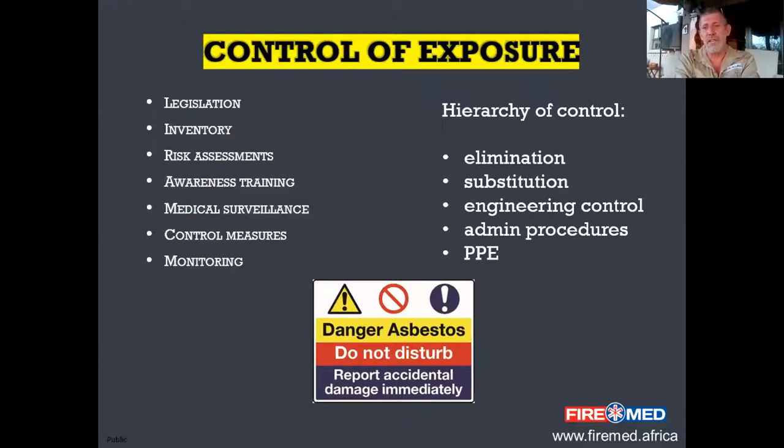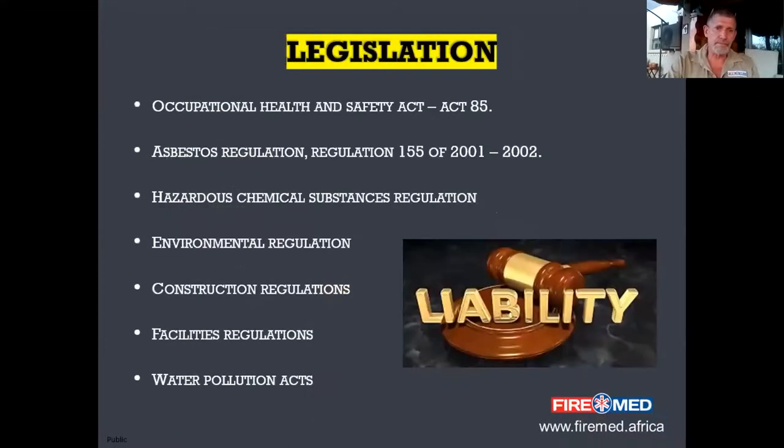And then, of course, the administrative procedures. If there was any asbestos in the workplace, or if you exposed anybody to asbestos, you had to issue them with the appropriate PPE, and, of course, train them and make them aware on how to use that PPE. It falls under the OSH Act and the Asbestos Regulation, okay? Regulation 155 of 2001-2002. It is also classified under the Hazardous Chemical Substance Regulation, the Environmental Regulation, Construction Regulations, Facilities Regulation, and then the Water Pollution Act.